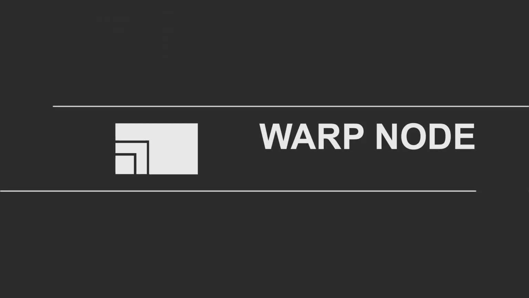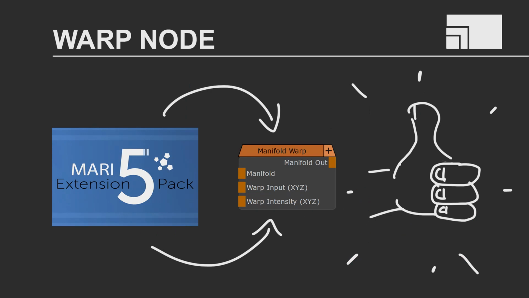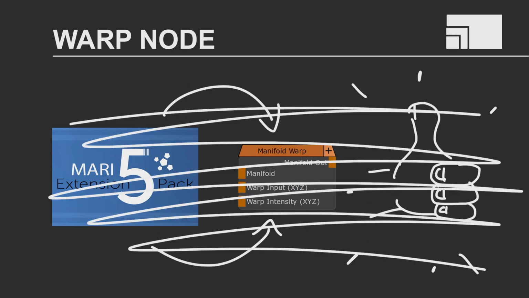Today we're going to be trying to make a procedural warp node, kind of like if you've used one in Designer, it'll work in a similar way. Now, anyone with Mari Extension Pack might be thinking, wait a second, Extension Pack already comes with a warp node. So this video is going to be for anyone who's using non-commercial Mari or anyone who is just interested in how it works.